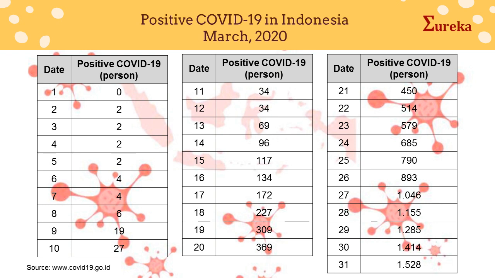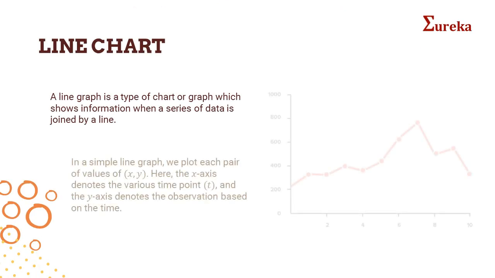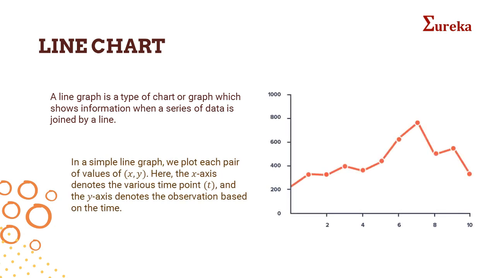We want to present this data in a line chart and a bar chart. Before that, let me explain what a line chart and a bar chart are first. Line chart. A line chart is a type of chart or graph which shows information when a series of data is joined by a line. In a simple line graph, we plot each pair of values as an ordered pair x, y. Here, the x-axis denotes the various time points, or t, and the y-axis denotes the observation based on the time.